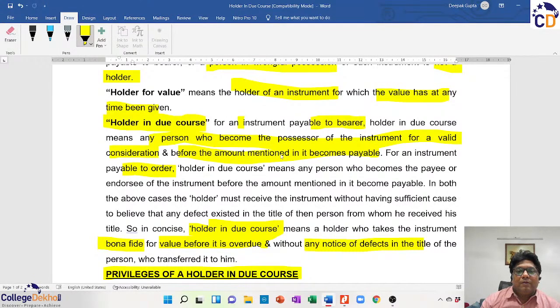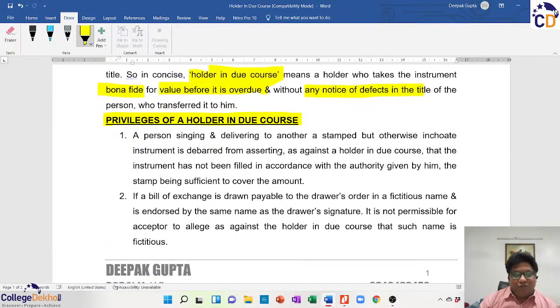Okay, so now what are the benefits of becoming a holder in due course? So if I receive a payment, I become a holder. I know that if I become a holder in due course, then I will have certain privileges.